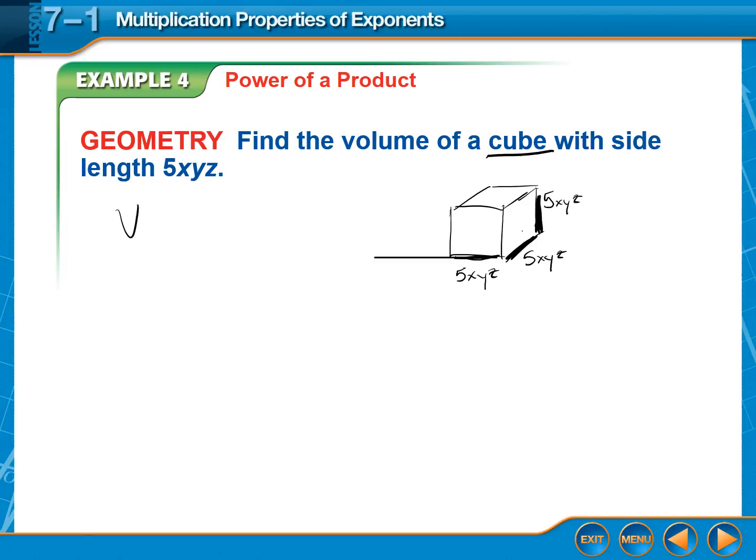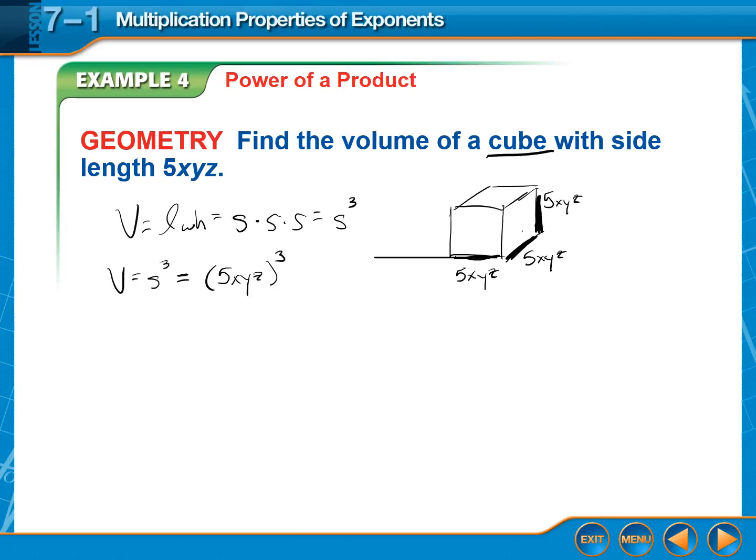All right, so if we want to find the volume, well, how do we find the volume? We need to do length times width times height. Or because this is a cube, all of these distances, the length, width, and height, are all the same size. So we say that's the side times the side times the side, which in this case makes that side to the third power. So the volume of a cube is just the side raised to the third power. So if we know that the side is 5xyz, I'm going to multiply 5xyz by itself 3 times, or raise it to the third power.